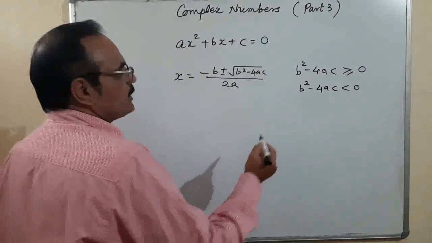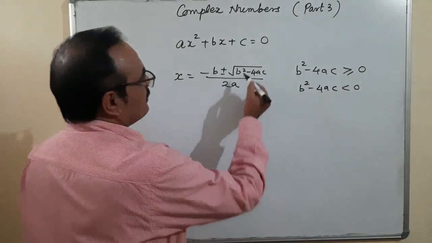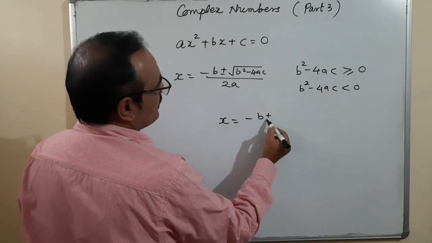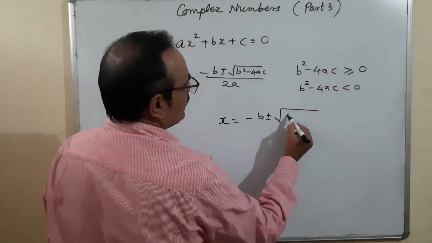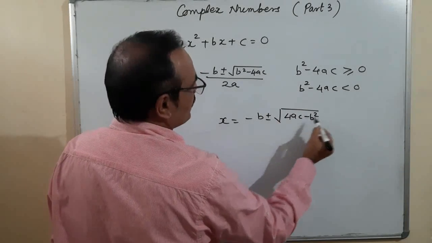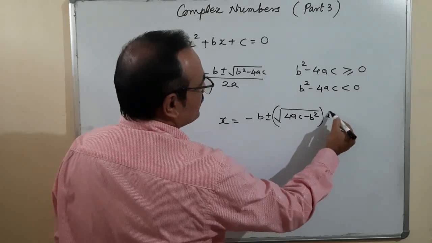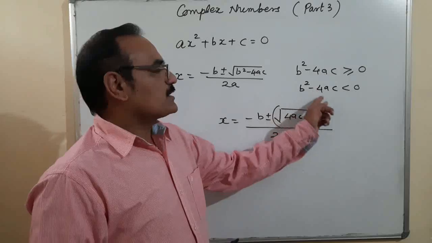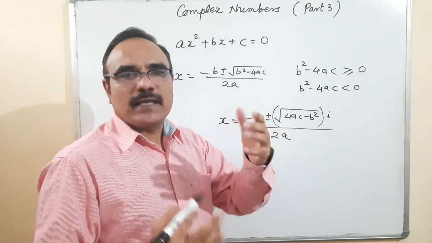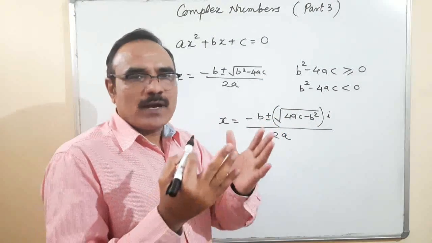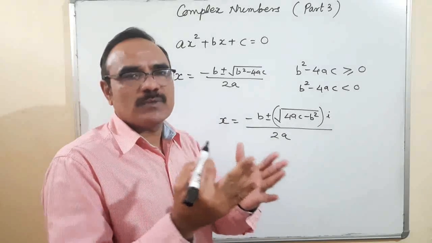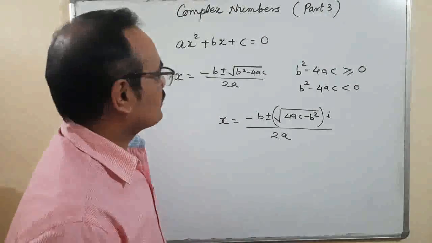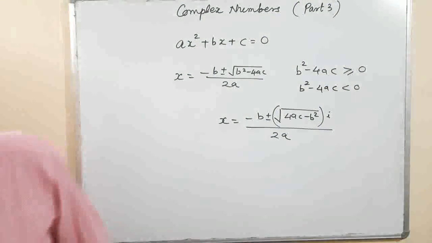So when b square minus 4ac is less than 0, I write x is equal to minus b plus minus under root 4ac minus b square, multiplied by i, upon 2a. Because if the term under the root is negative, minus x can be written as minus 1 multiplied by x, and under root minus 1 is i. So that is the formula for finding the two imaginary roots.